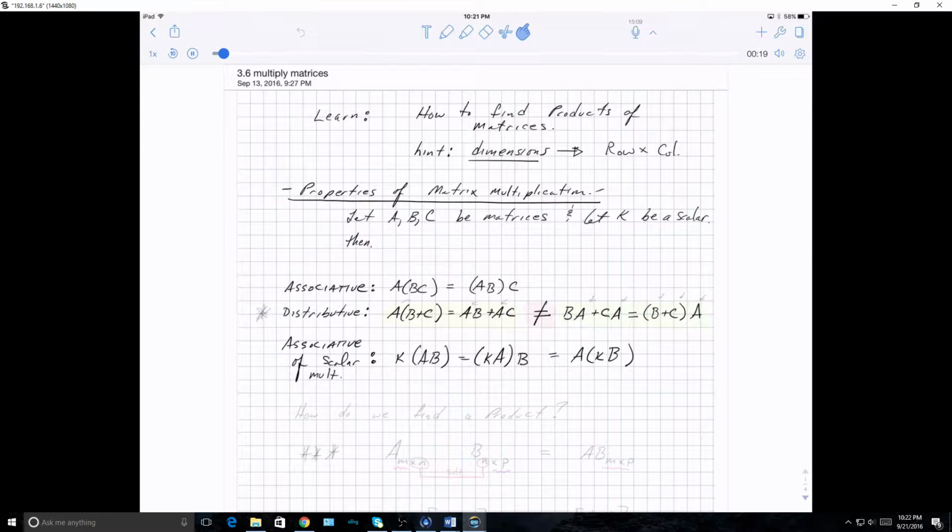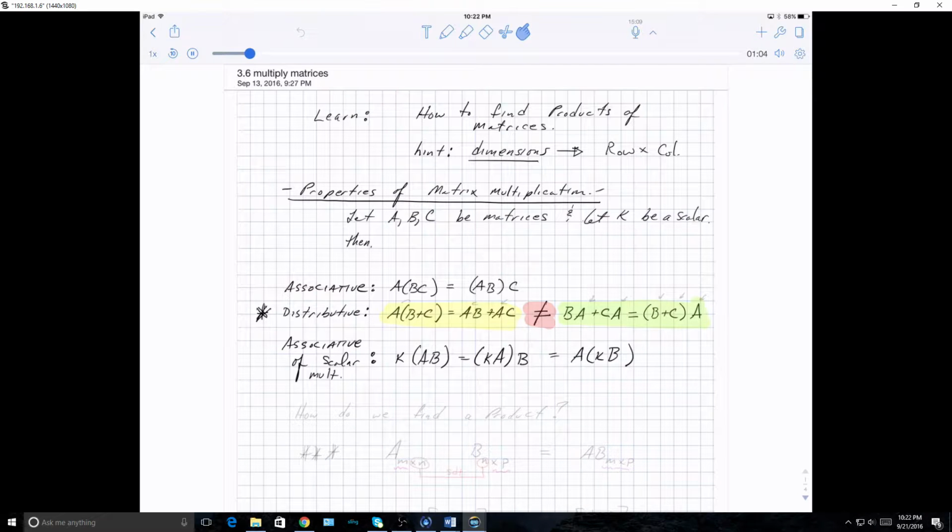So we have three matrices, A, B, and C, and we have some scalar K. And I'm hoping what you'll notice is the associative property, there's no big surprise there. But the big one is this, and that's the distributive property. And what I've done is I'm looking at two pieces here, in which case they are equal, but in the center between them they are not equal. Okay?